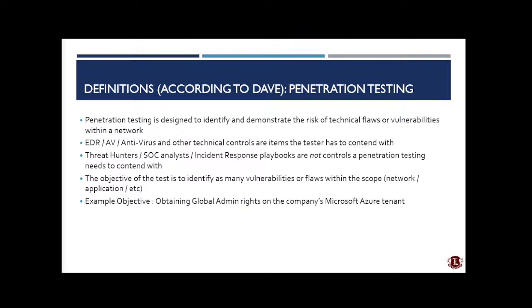You are there, it's typically known that you are there, and you are conducting a test to try to find as many vulnerabilities as possible within the network within the time frame that you are given, okay? So an objective for a penetration test is going to perhaps be gain global admin rights in the company's Azure tenant, okay? It is not a clandestine test. People are aware that you're doing the testing. They may reach out to you to say, hey, we saw this, was this you? But they're not gonna try to kick you out of the network, okay? So that's what we would call a penetration test.